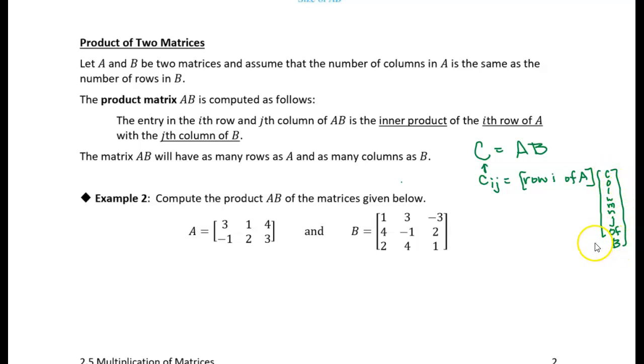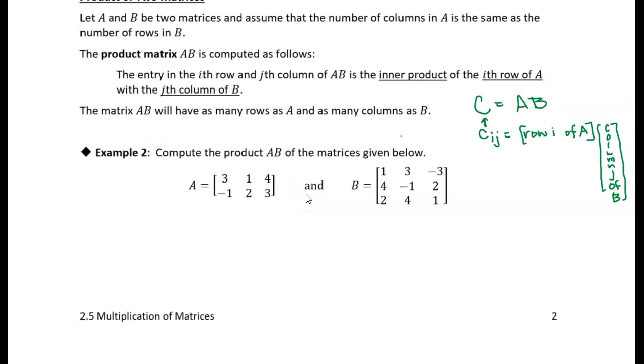All right. Now, I know that that's a little confusing. So let's go on to example 2, and hopefully it'll make more sense. All right, so we're going to multiply these two matrices. Now notice that the number of columns in matrix A is equal to the number of rows in matrix B, so we can multiply them. So we're going to compute the product A times B, and each element in this product is going to be the inner product of the ith row and jth column.